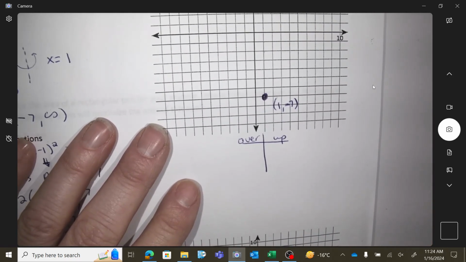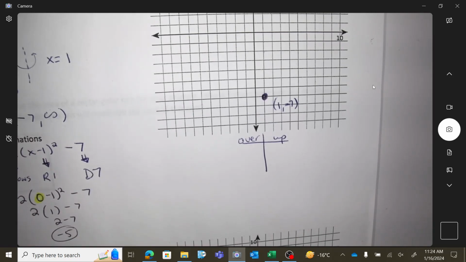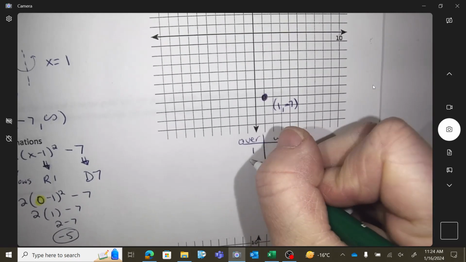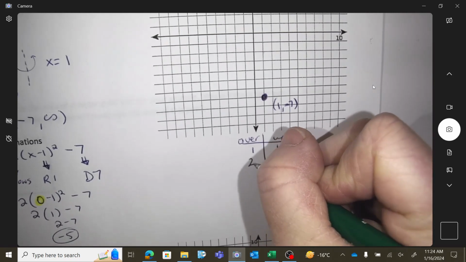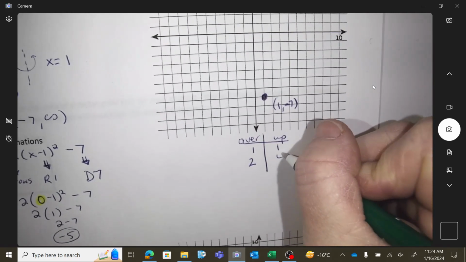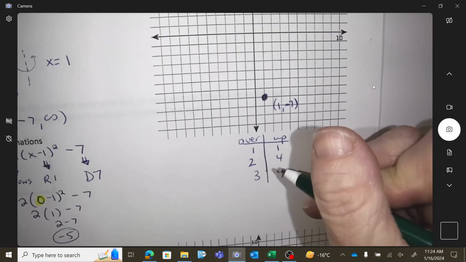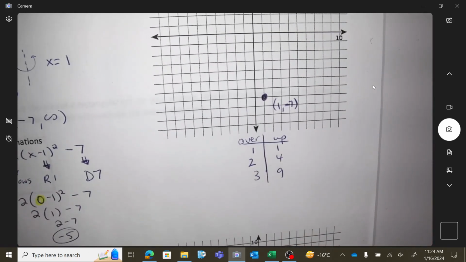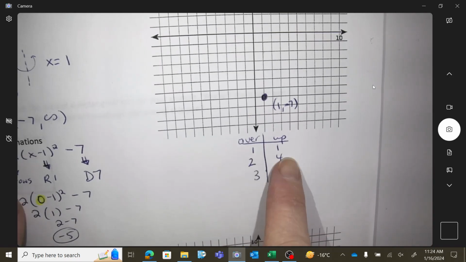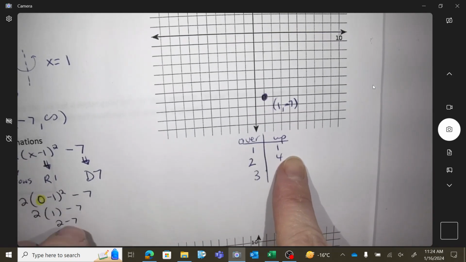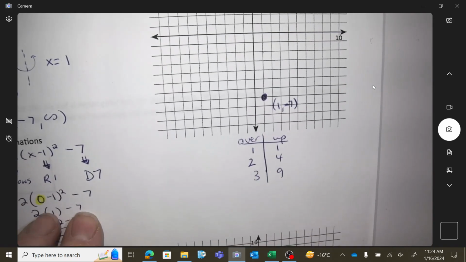So how does the pattern of that quadratic go? 1, 1, 2, 4, 3, 9. Because quadratics are x squareds. So if we move x of 1, y has to move that squared. Squared. Okay.